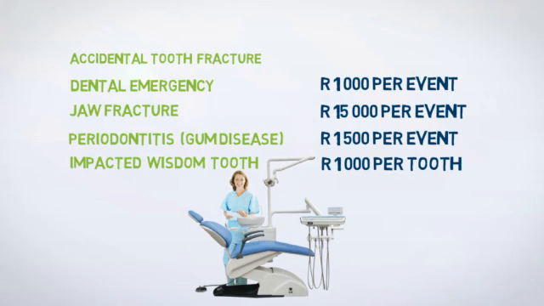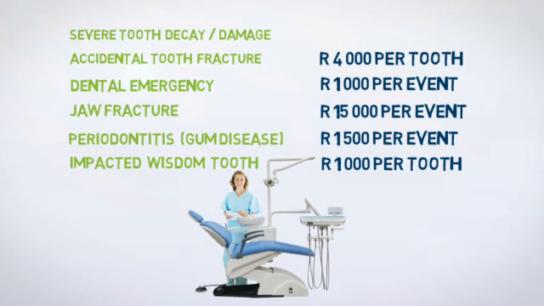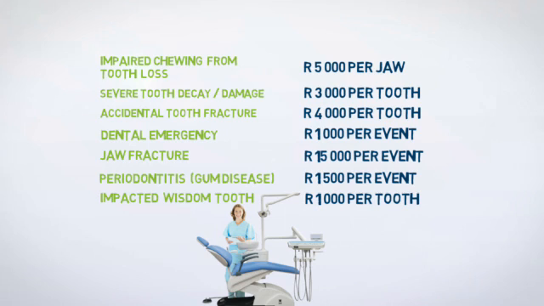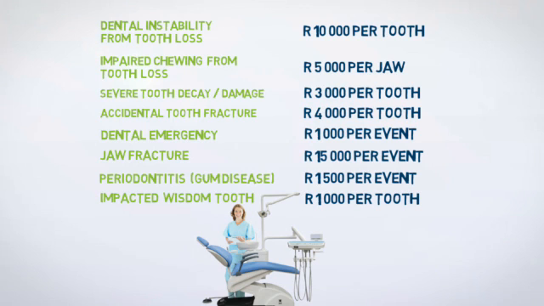Accidental tooth fracture, 4,000 Rand per tooth. Severely decayed or damaged teeth, 3,000 Rand per tooth up to 2 teeth per year. Impaired chewing from tooth loss, 5,000 Rand per jaw once every 24 months. Dental instability from tooth loss, 10,000 Rand per tooth once a year.